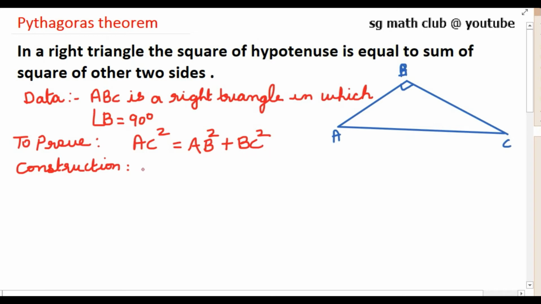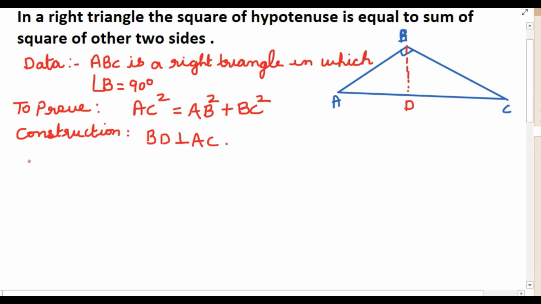To prove this, we need the construction. We usually know in proving the theorem we have 5 steps. First step is figure. Second step we need to write the data. Third step we need to write to prove. And if construction is required, we need to do the construction. And the fourth step is proof. It consists of two parts, statement and reason. So here the construction I am going to do is, I am going to draw BD perpendicular to AC. So this is my construction. Draw BD perpendicular to AC.